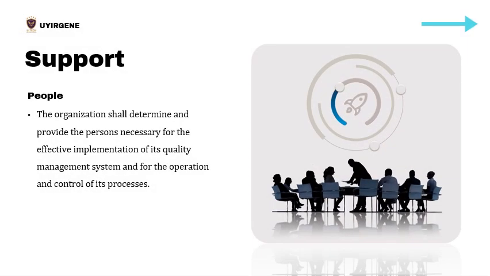Resources. People. The organization shall determine and provide the persons necessary for the effective implementation of the quality management system, and for the operation and control of processes.